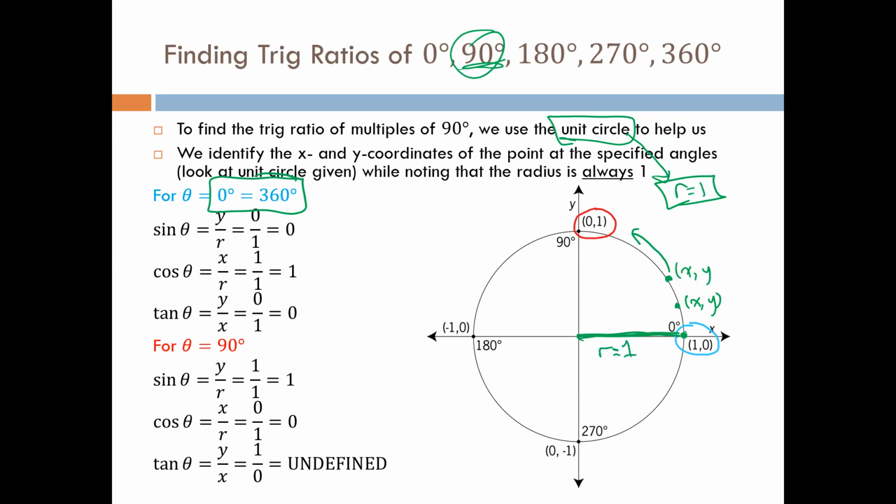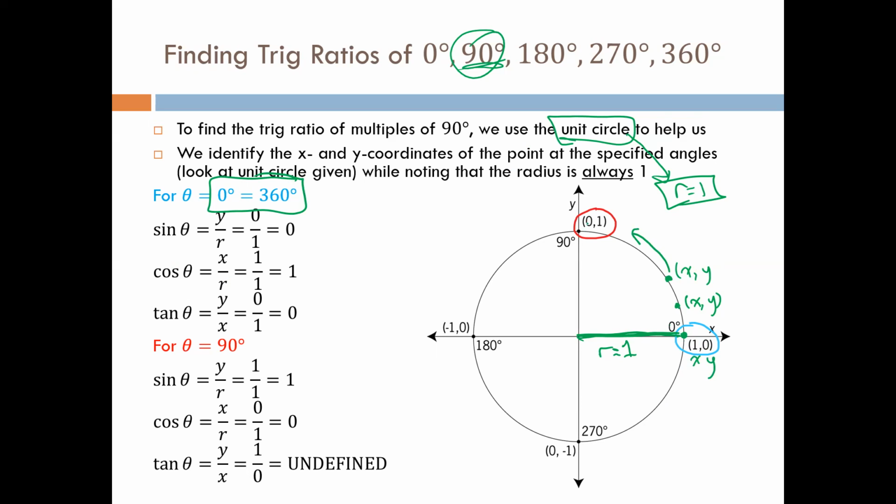And the y-coordinate, since we haven't actually moved out vertically, we still have a y-coordinate of 0. Then really what our coordinate pair is at this point, at 0 degrees, is going to be 1 and 0. So we're going to have an x-coordinate of 1 and a y-coordinate of 0. So that makes sense because it's the x-intercept in this case.